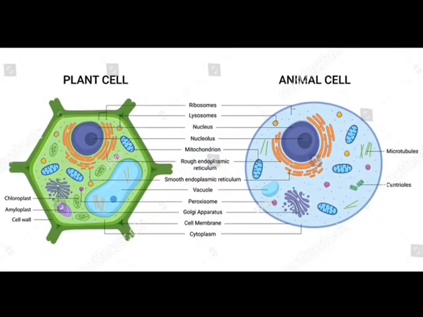Here are the major differences between plant cells and animal cells. Relate the differences and note those that are very unique to the two. The first thing is that the chloroplast, amyloplast, and cell wall are features of a plant cell, while the centrioles and the microtubules are features of animal cells. And again, an animal cell doesn't have a cell wall, and doesn't have a chloroplast.